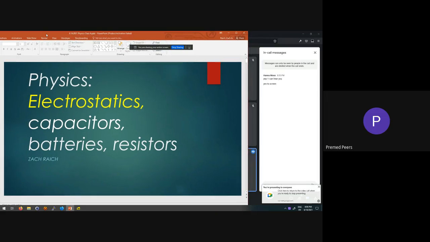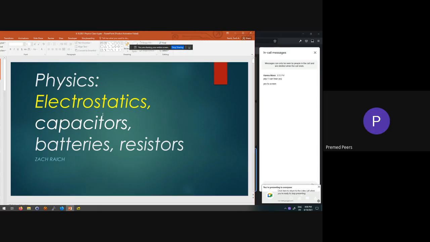So this is the fourth class of physics. We'll be looking at the physics for electromagnetism. We're going to cover electrostatics, capacitors, batteries, and resistors. For this unit, we're just going to focus on electrostatics. A lot of equations here. We'll just get into that.